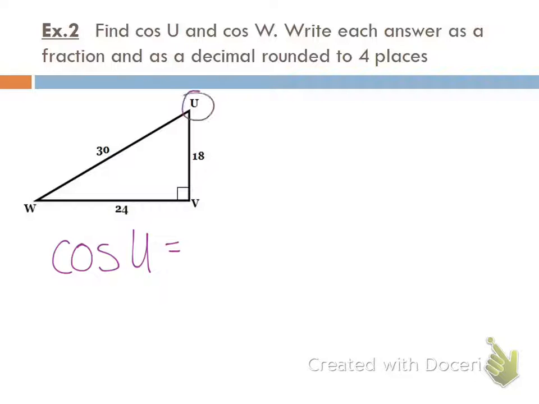What side is adjacent to angle U? 18 over the hypotenuse is 30. That one will reduce. What will it become? 9 over 15 will also reduce down to 3 over 5. And as a decimal, 0.6. So it says 4 places, but it doesn't go any further.